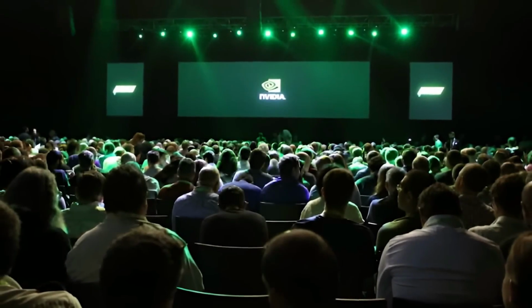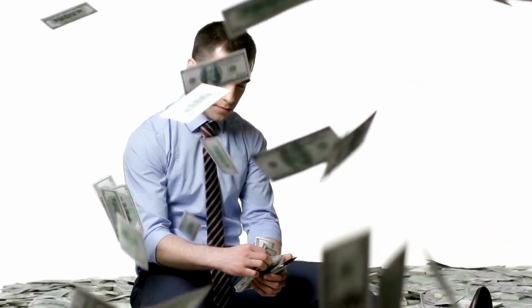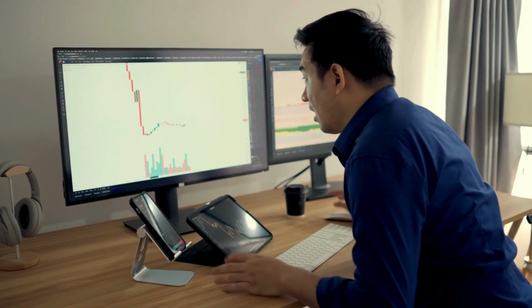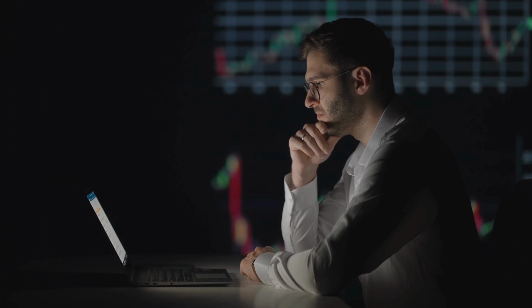Are you investing in Nvidia? Are you on the lookout for long-term opportunities that could secure your financial future? Imagine waking up one day to find that your favorite tech stock has taken a dramatic plunge. Would you know what to do?